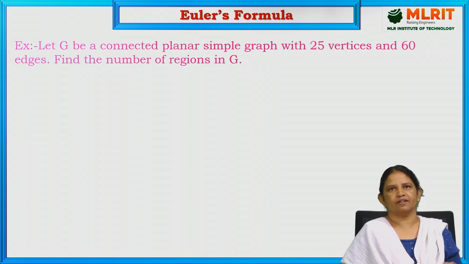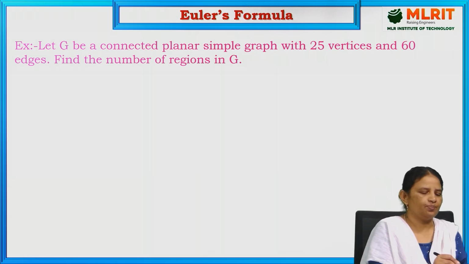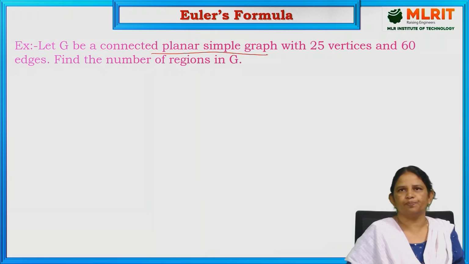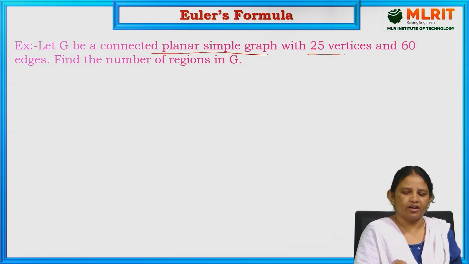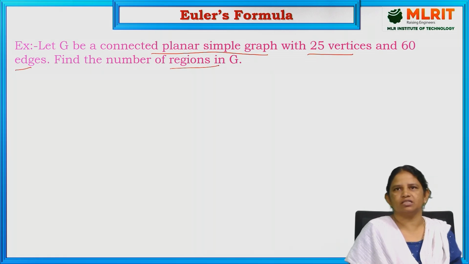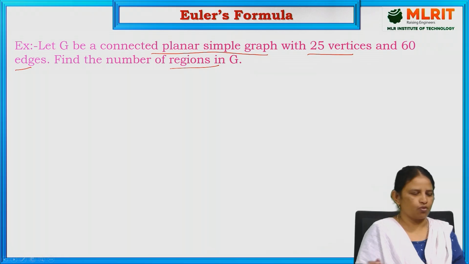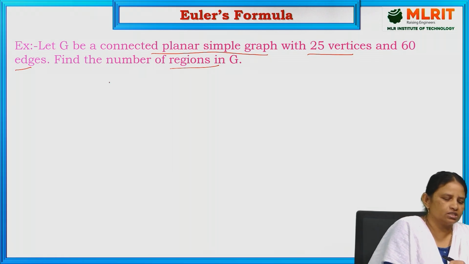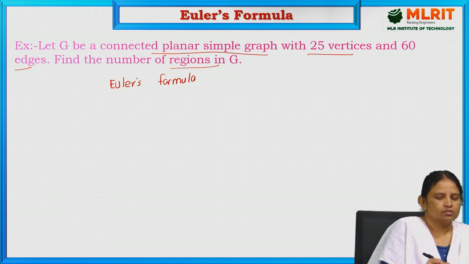Let us consider the first example. Let G be a connected planar simple graph with 25 vertices and 60 edges. Find the number of regions in the given graph. What is the formula for the number of regions according to Euler's formula? Euler's formula is R equal to E minus V plus 2.